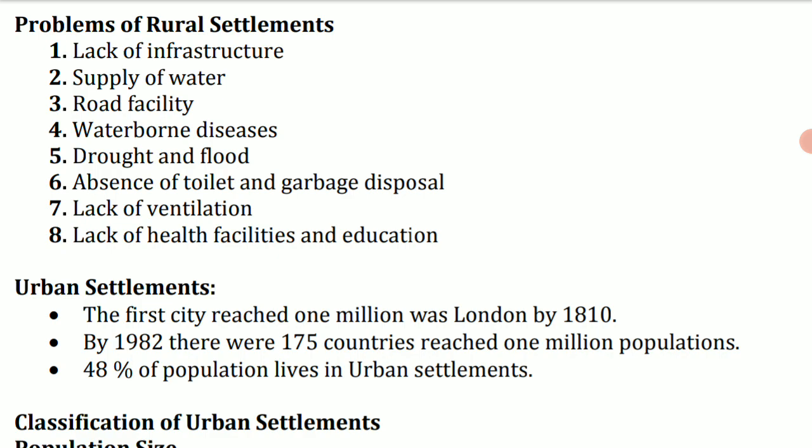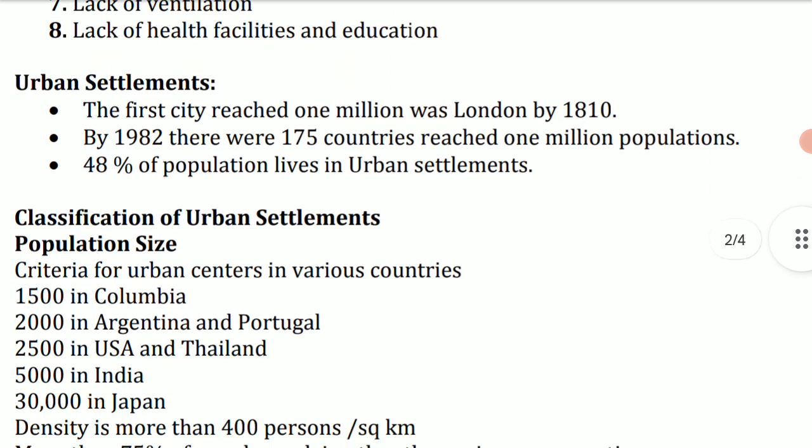Then lack of ventilation and lack of health facilities and education. Although the government is trying, there is a need to provide health facilities and education in rural areas. Then what are the problems in talking about urban settlements?